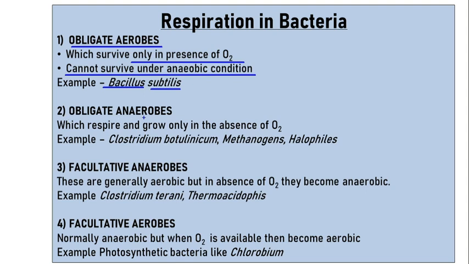The second category of bacteria is obligate anaerobe. Obligate anaerobe means only anaerobes. That means they can survive only in the absence of oxygen. They respire and grow only in the absence of oxygen, so if oxygen is available, they will die. For example, Clostridium botulinum, methanogens, halophiles.